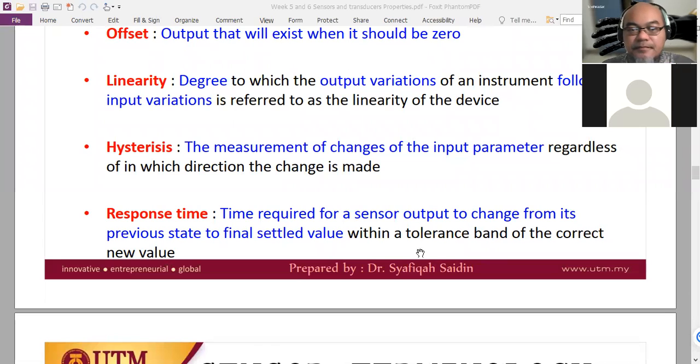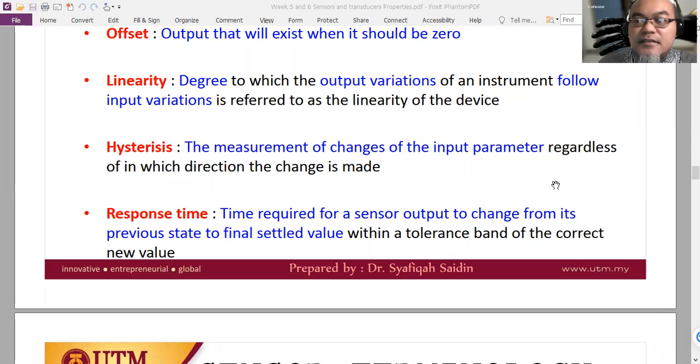So in response time, it shows how fast the sensor is when it receives certain stimuli. So when does the sensor reach a certain final settled value when an input is given? This indicates the response time.